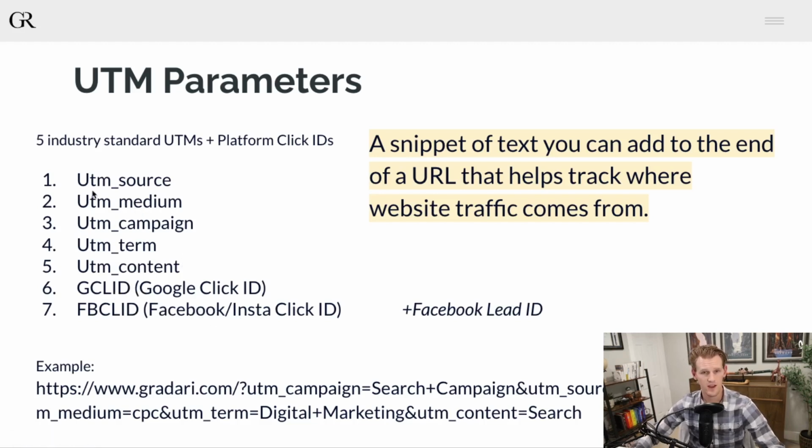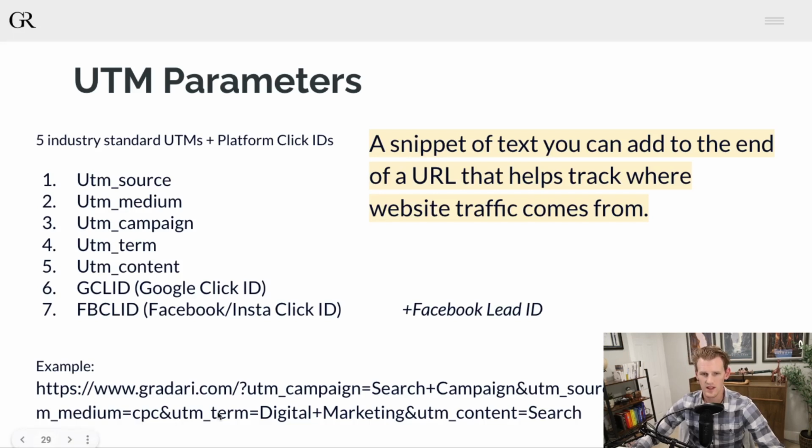There are 5 industry standard UTM parameters. These are them: source, medium, campaign, term, and content. Then we'll add the Google Click ID or Facebook Click ID. And I'll just call this out here. We have a Facebook lead ID. These don't come from our forms. If someone fills out a form through a Facebook ad, they'll get a Facebook lead ID appended, or not appended, but added to the data that it pushes to us.